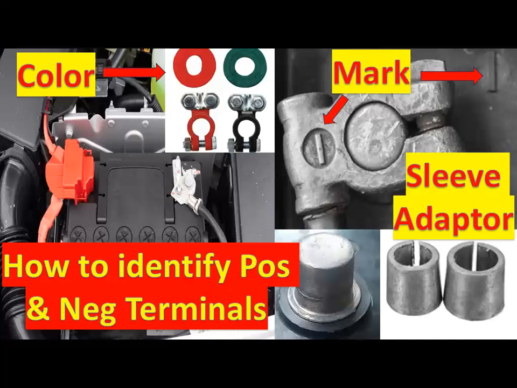For example, if this is a negative post, then there will be a marking of a negative sign or a minus sign. And the minus sign will also be stamped on the connector or the cable connector. If you are using a smaller ampere hour battery, usually the positive and negative posts are smaller compared to a bigger battery. So a sleeve adapter is going to be installed in order for your bigger cable connector to fit into the positive post and the negative post.